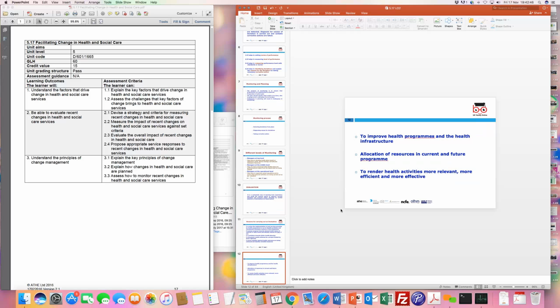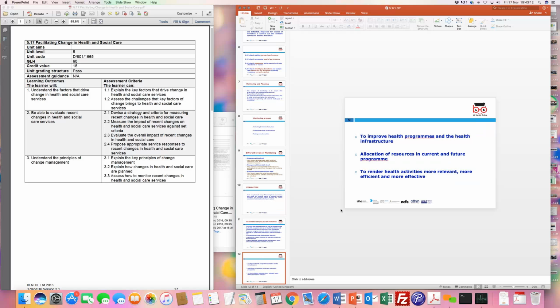Now, let's look at the three key reasons why we look at evaluation. In the health and social care sector, new drugs are coming out and new illnesses are coming out. So there has to be a proper channel of evaluation to see if this is leading to, for example, betterment in the care being provided to the patient.